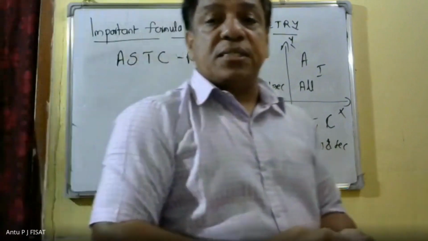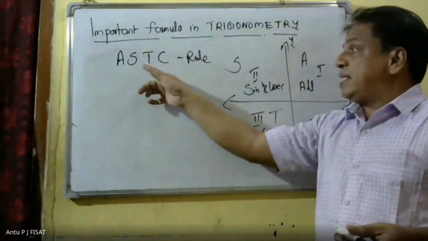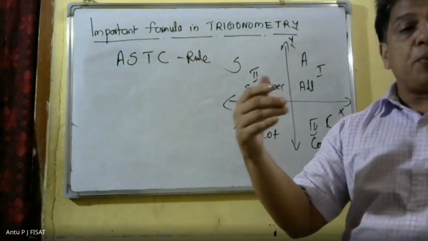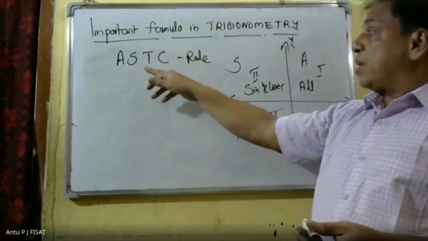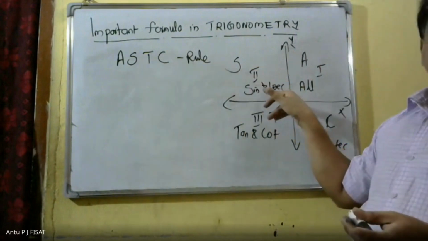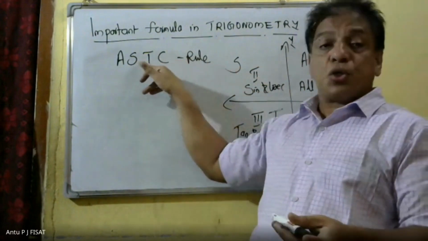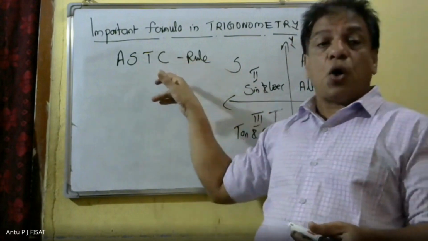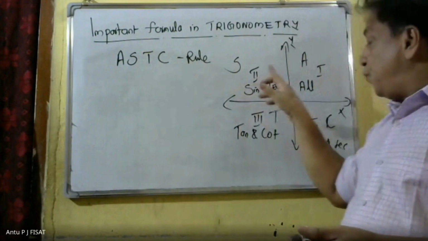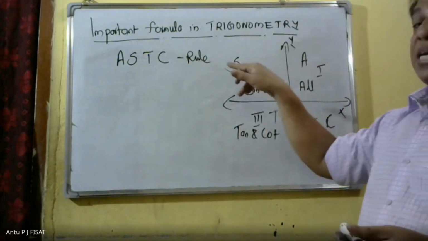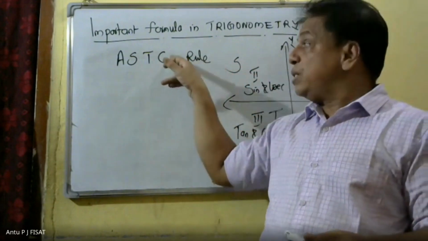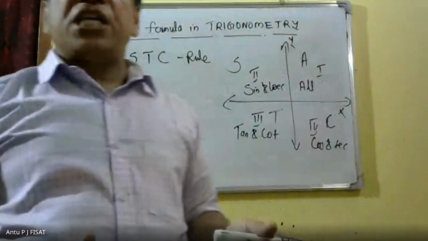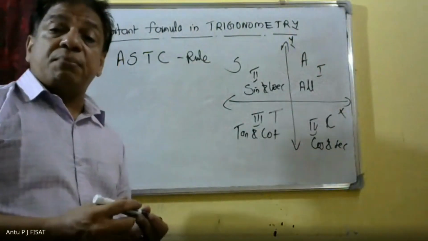The ASTC rule mentions that in the first quadrant, all trigonometric ratios will be positive. In the second quadrant, sine and cosec will be positive. In the third quadrant, tan and cot will be positive. In the fourth quadrant, cos and sec will be positive. Based on this ASTC rule, we can find some larger angles.